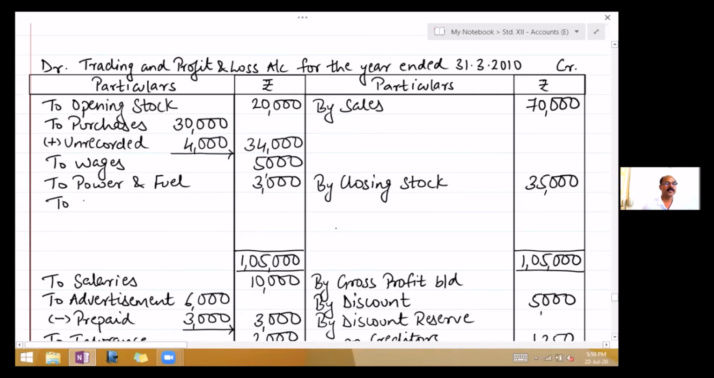Find the gross profit now. So gross profit: 20 plus 34 plus 5 plus 3, so that is 62,000. Minus 62,000 from 1,05,000, and it is 43,000. Is the gross profit 43,000, students? Yes, sir. Bring it down.